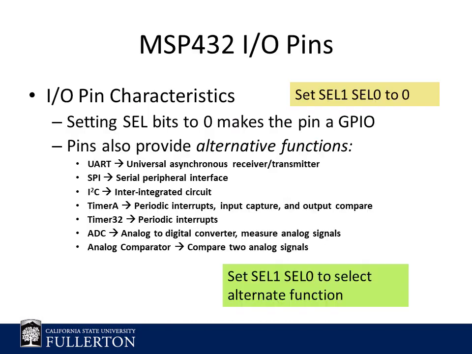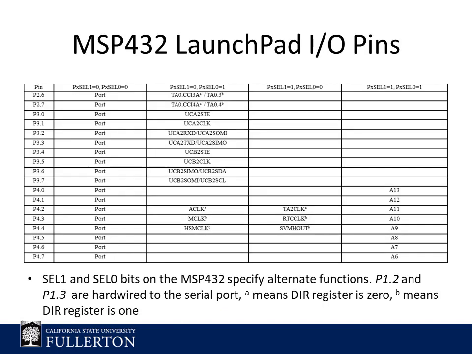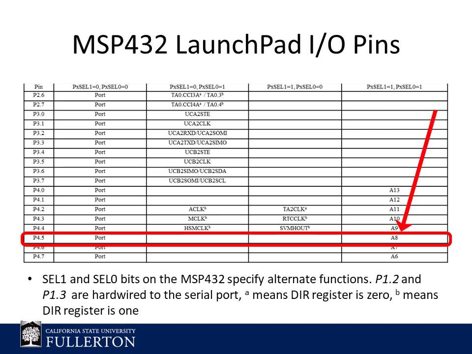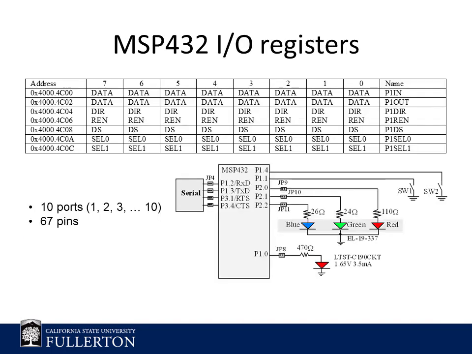The selection bits allow you to select if the pin is a GPIO or interface with on-chip peripherals using the selection registers. Shown in this table are some of the port's alternate functions. For example, if the selection bits for port 4 pin 5 are set to 1, this will connect the pin to channel 8 of the ADC. Shown here are the onboard LEDs and switches and the ports and pins they are connected to on the MSP432.